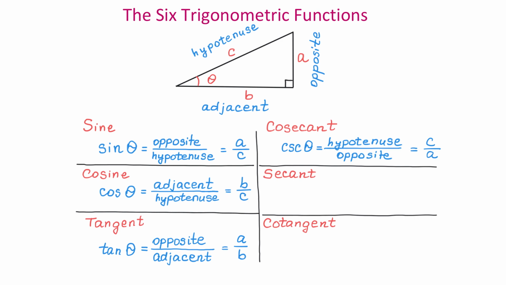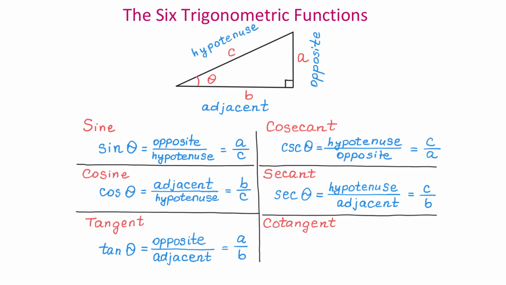The next trigonometric function is the secant, and secant is the reciprocal of the cosine function. We write it as secant of theta, and if the cosine function is the adjacent divided by the hypotenuse, then the secant will be the hypotenuse divided by adjacent. And it will be equal to C divided by B. As you see, we get the reciprocal by flipping this fraction.